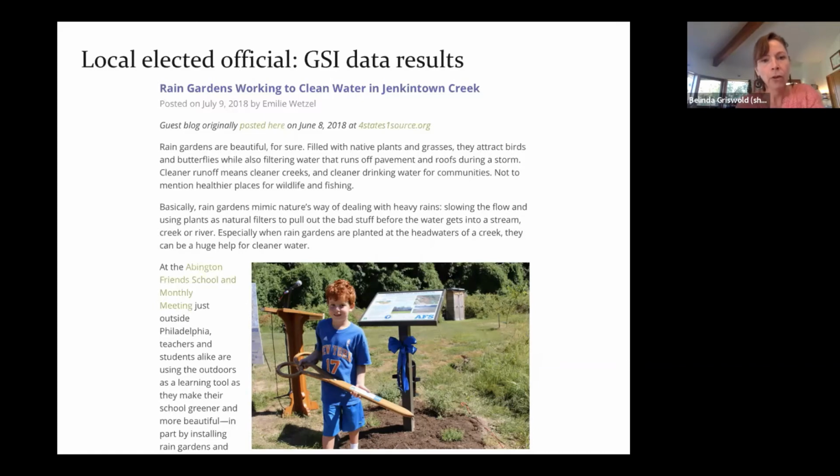This is a story that used data from some rain gardens and actually used really solid, interesting data from Villanova to show that rain gardens actually work. And this is a point that might seem obvious to a lot of people who work in GSI, but actually is not necessarily super obvious to local elected officials.